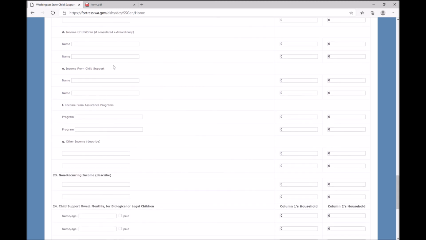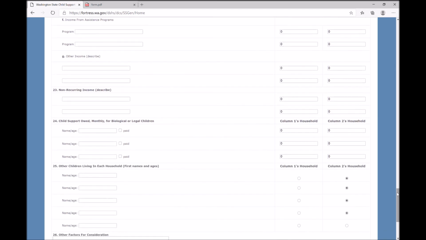Income from child support. If either parent receives a high amount of income from child support, say from a different spouse, a different ex-spouse, then those numbers won't get fed directly into the numbers up top, but they will be considered by the judge before deciding whether a deviation makes sense in this case. Non-recurring income, these are just special case scenarios.